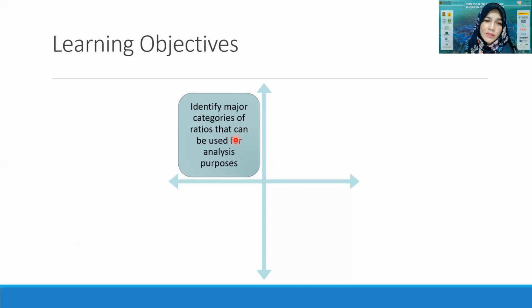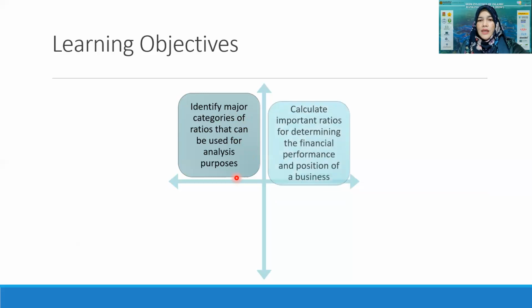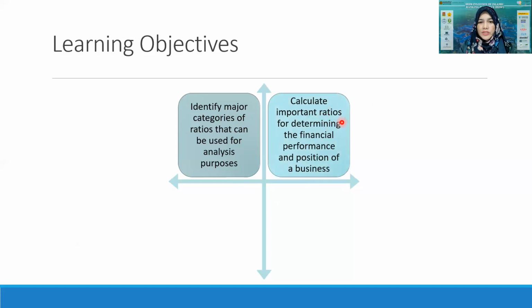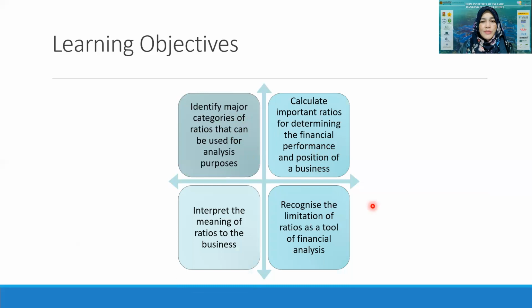So today what we will learn is about ratio analysis. After the completion of this session, you would be able to identify major categories of ratio that can be used for analysis purposes, and calculate important ratios for determining the financial performance and position of a business. You would be able to interpret the meaning of ratios to the business, and recognize the limitations of financial ratios as a tool for financial analysis. These are the things that you will be achieving at the end of the topic.